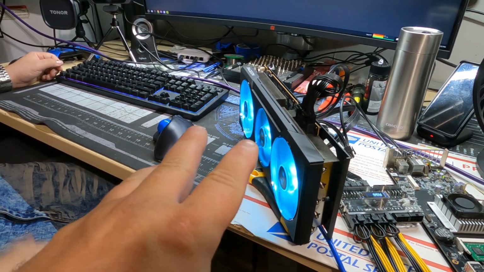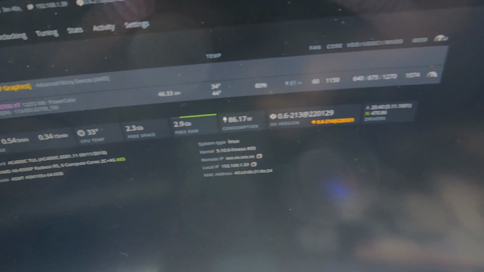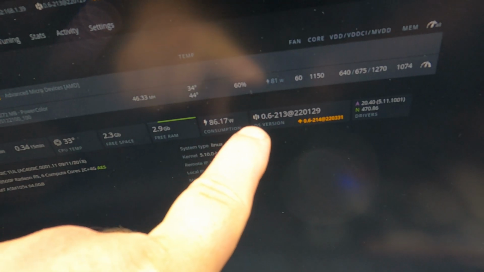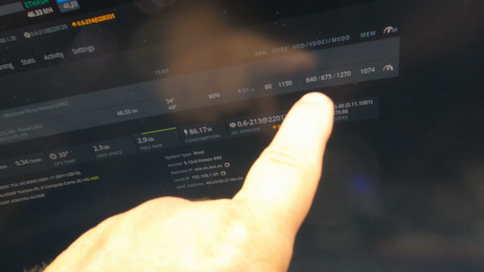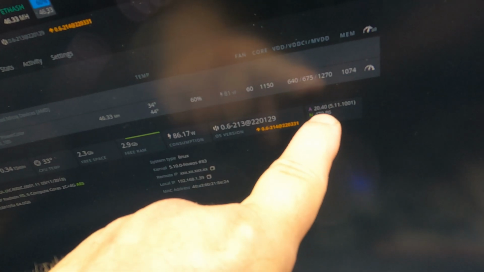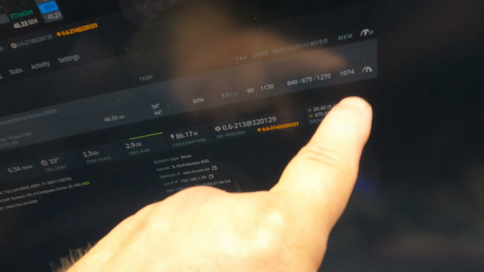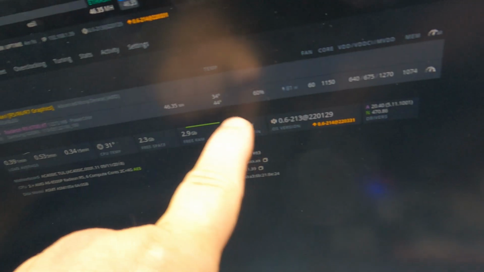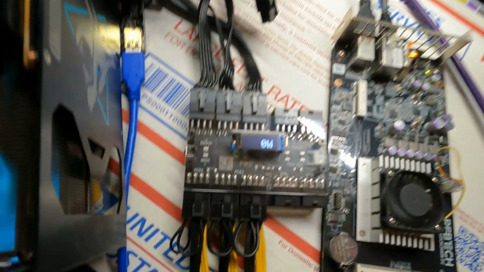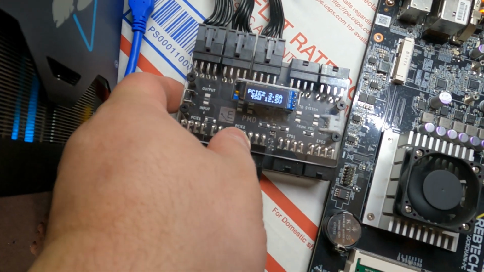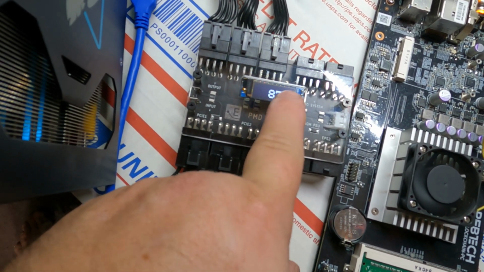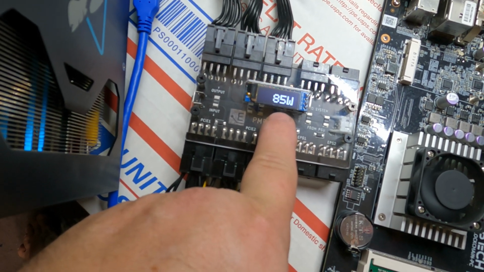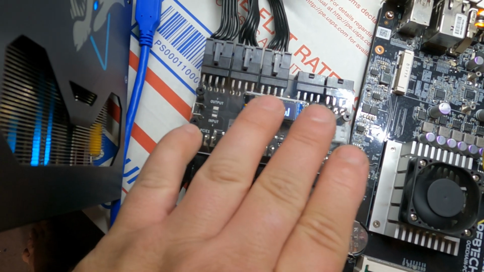Okay, so here's our final step. Rondy's got it set. We're still getting 46.3 mega hash, only 81 software watts, 1150 core, 640 on the core voltage, 675 on the memory controller voltage, 1270 on the memory itself, and the memory is tuned down to 1074. And that goes over to real wattage. About 86 watts. So we have actually saved about 25 to 28 watts with just some tunings.